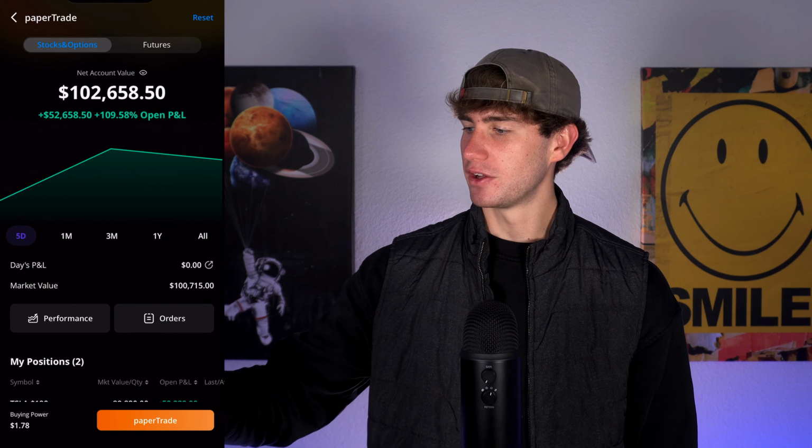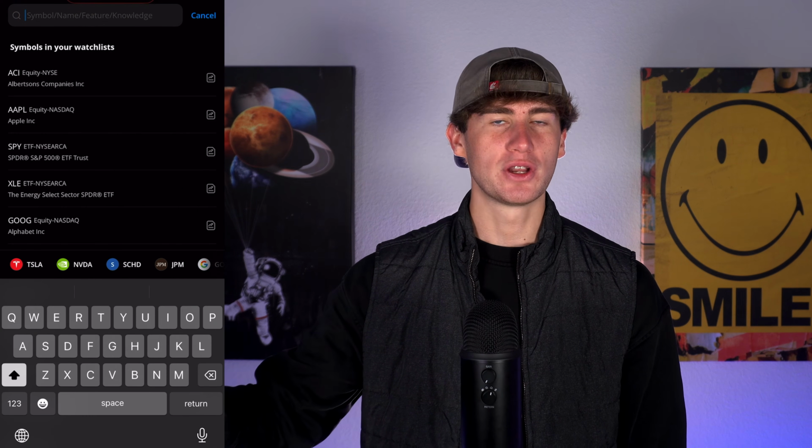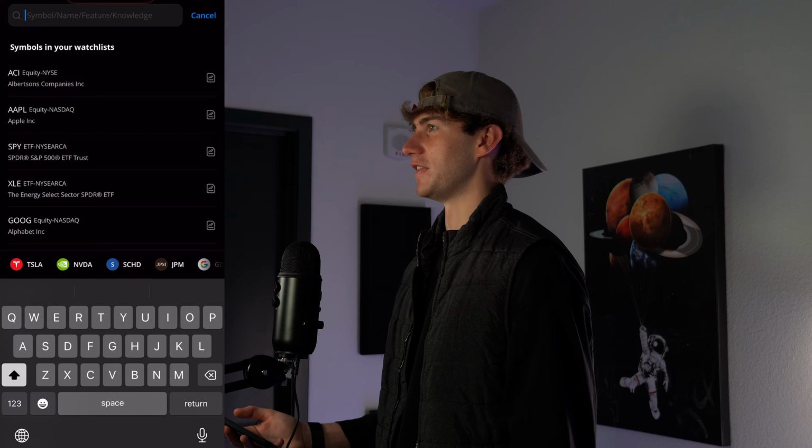While WEBULL does provide live market data, there are important differences between real trading and paper trading beyond just using fake money. I'll highlight these when we place a trade in a second. To get started trading, click paper trade on the bottom, then you can search for a stock name or ticker. For this example, let's buy 8 shares of Tesla stock. The chart page looks exactly like the real deal.